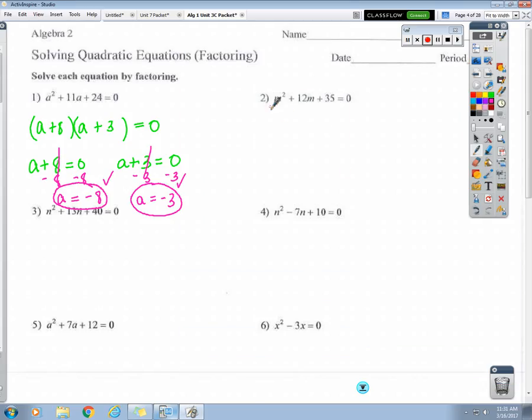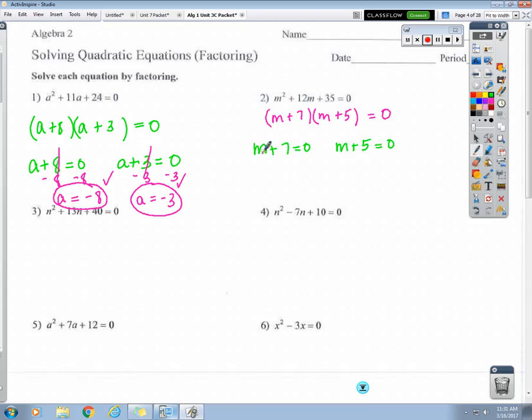Number 2, we want to factor it first. So obviously since it's m squared, we need m times m. And what two numbers multiply to 35 and add to 12? 7 and 5. Okay, so we've done the factoring part. Now we need to do the solving part, which means take each of those factors and set them equal to 0.